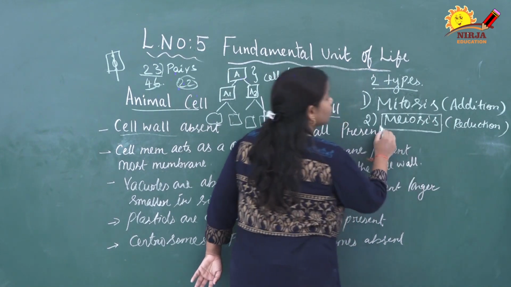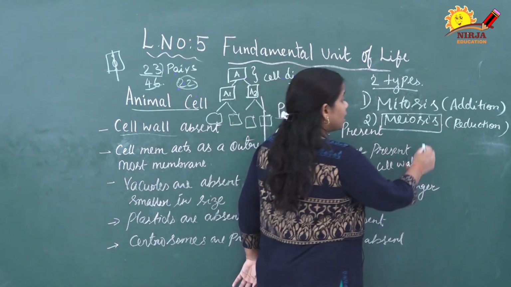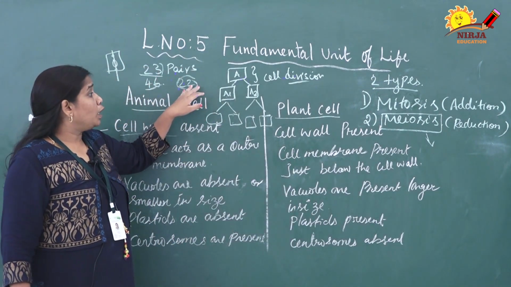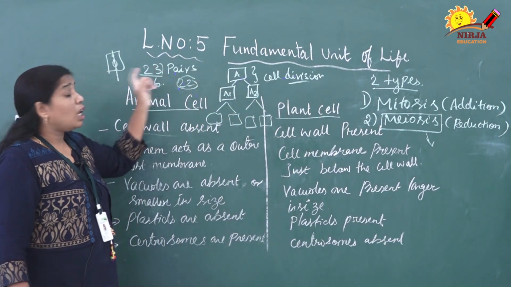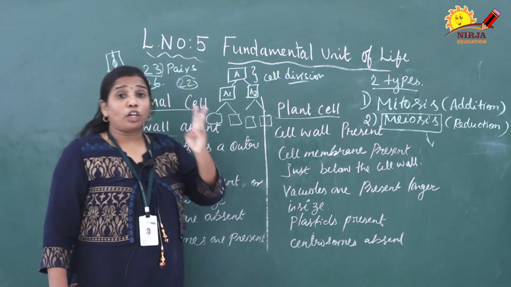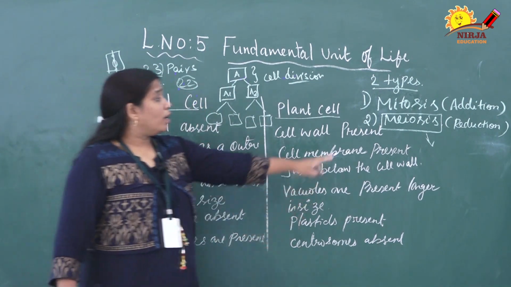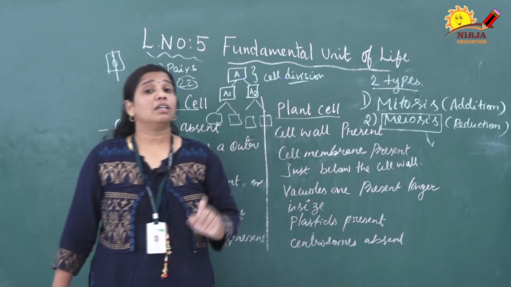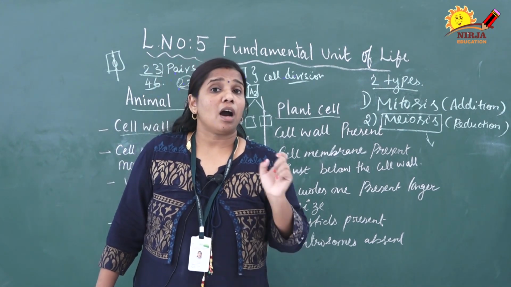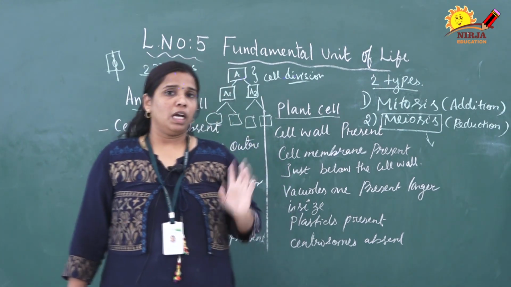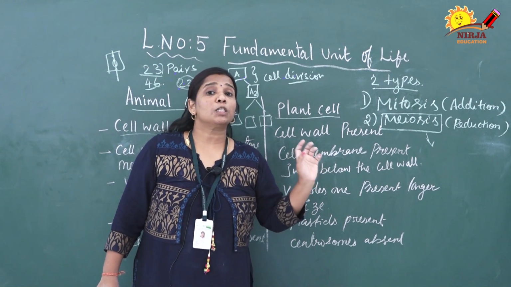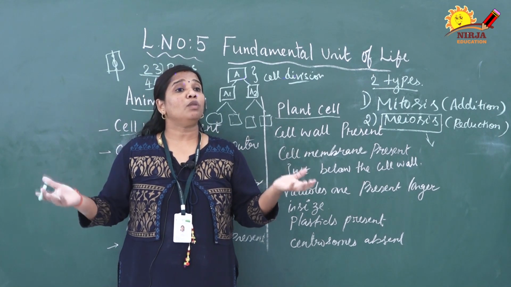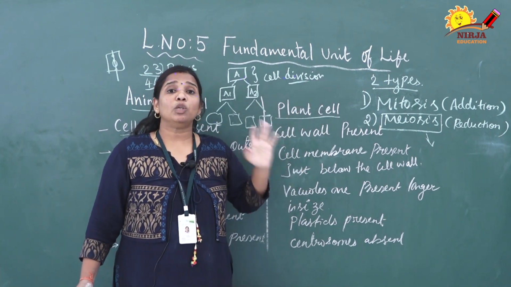Next one is meiosis. This meiosis process is called a reduction division, because I already told you there are 23 pairs of chromosomes, and mitosis occurs in the 22 pairs. Then the last one pair, that is the 45th and 46th chromosomes, only in these does the meiosis process occur. This meiosis process occurs in sex cells or reproductive cells. The male reproductive cell is the sperm, and the female reproductive cell is the ovum. Only in sperm and ova does this meiosis cell division occur.